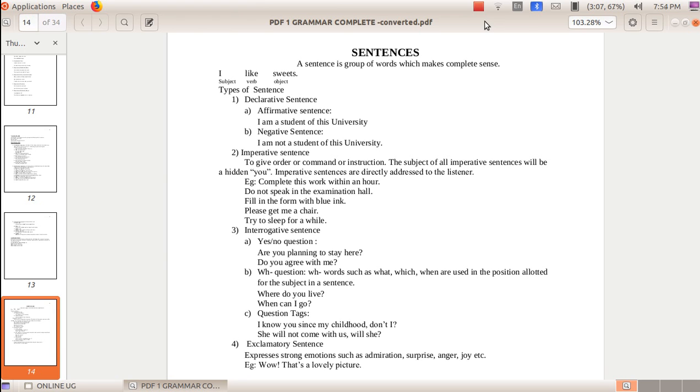First one is about yes or no questions. And see the example there. Are you planning to stay here? The answer may be yes or no. Do you agree with me? Again, the answer may be yes or no.